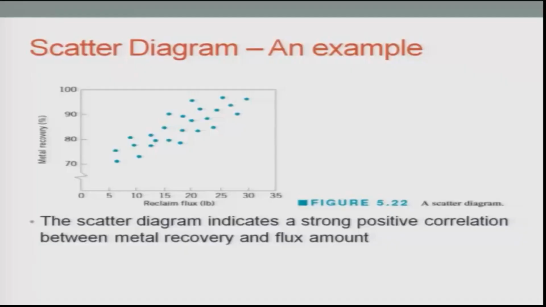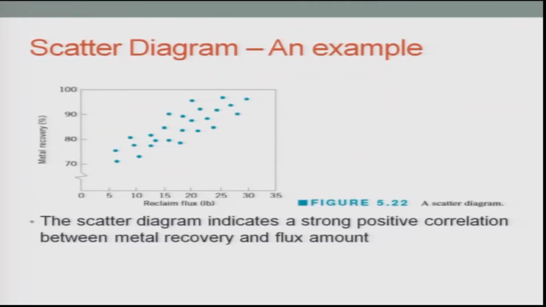So, this is the scatter plot. The scatter diagram indicates a strong positive correlation between metal recovery and flux. For the diagram which we studied a few slides back, you are trying to understand that there are some problems in the tank, and how they can be analyzed. You have the metal recovery percentage on the y axis, and the reclaim flux in pounds on the x axis. Based on that, you can understand there is some relationship between x and y.